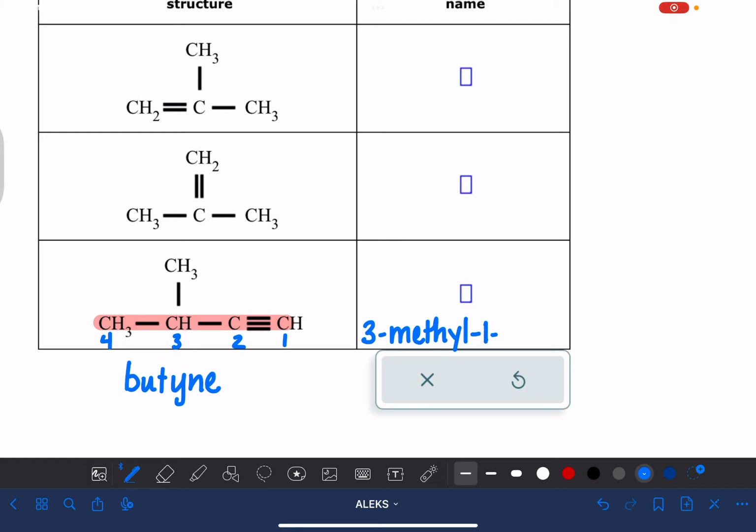We also have to say the location of the triple bond, and we're going to do that by putting the starting carbon of the triple bond, carbon number 1, in front of the ending of the molecule's name. 3-methyl means that we have a methyl on carbon number 3. But means that it's a 4-carbon chain. Yne means that there's a triple bond in that carbon chain, and 1 tells us where the triple bond starts.